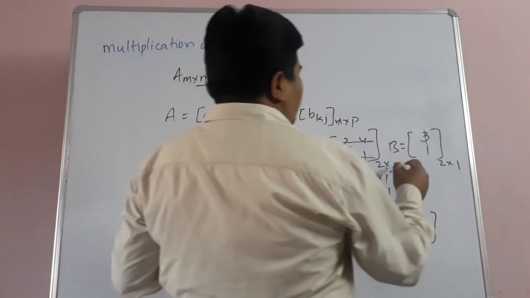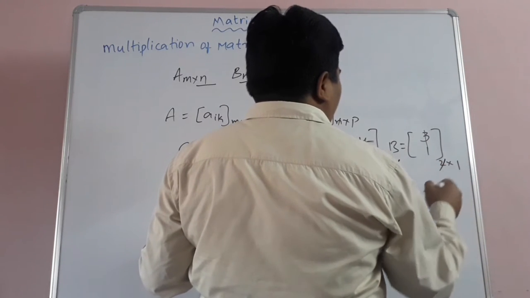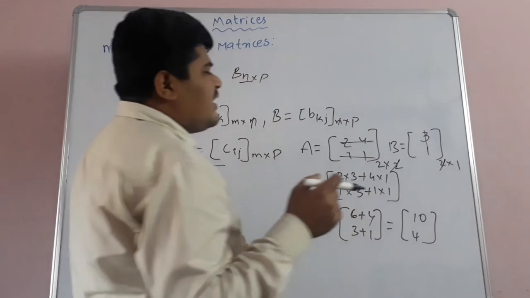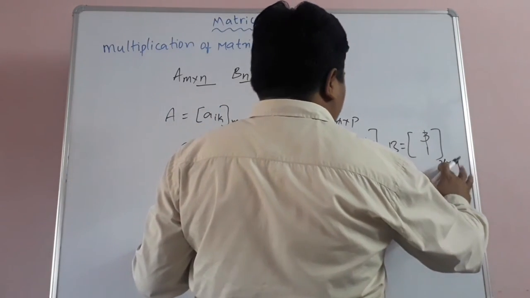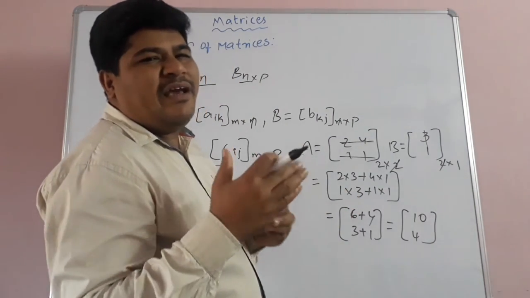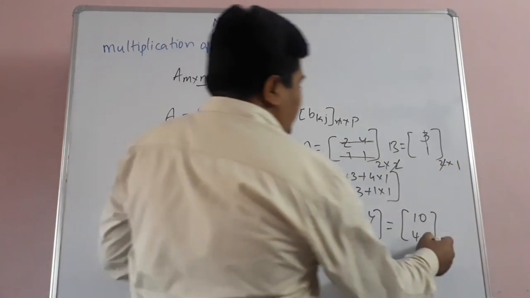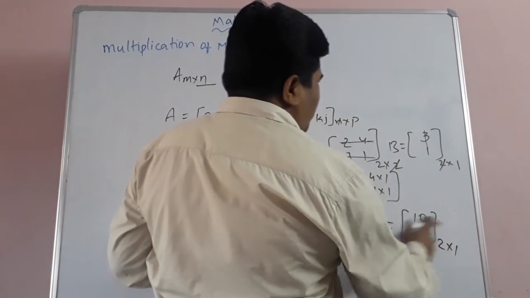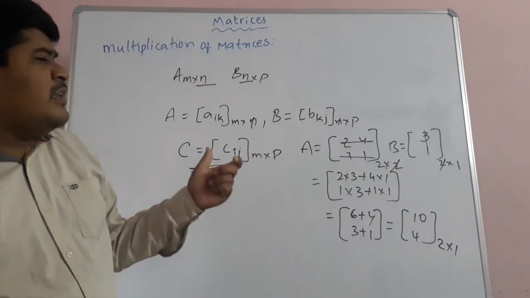So children, here if you see, the number of columns and the number of rows are the same, no? So the resultant matrix, if the first is m by n and the second is n by p, will have m by p as its order. So here it is 2 by 1. Its order is 2 by 1. Check: 2 rows, 1 column, right? So children, this is the procedure for doing the multiplication.